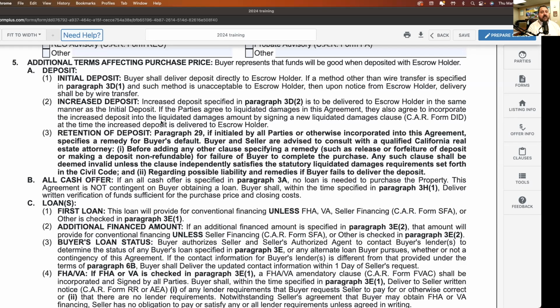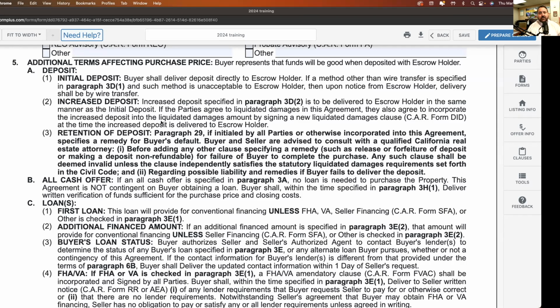I don't know how many times lately I've seen escrows being delayed or deals almost canceling because buyers are going to the bank and they're trying to do ACH transfers, right? Like if you're paying your bill online, that's not a wire transfer. It's not the same thing.